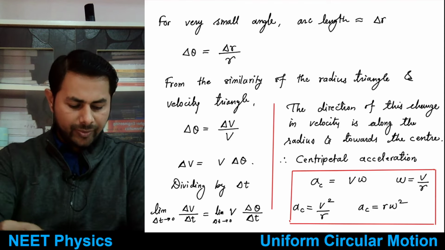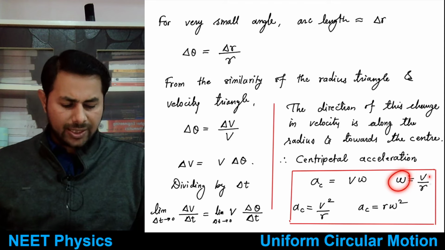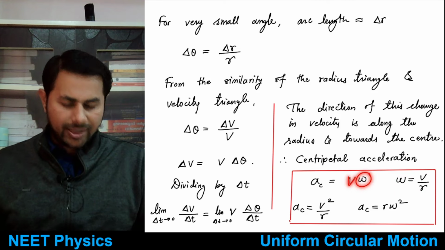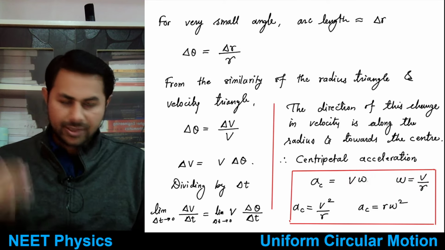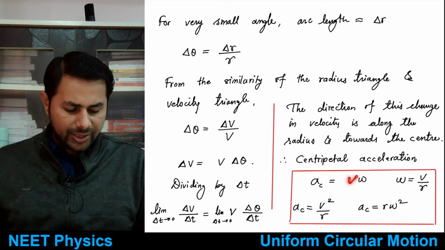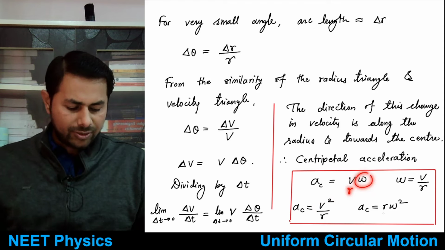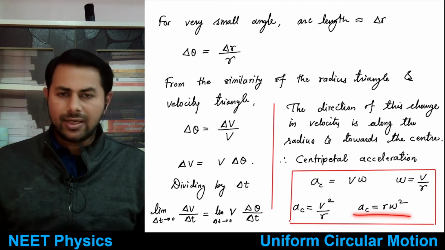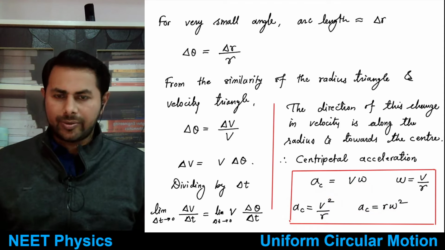All right, very good. So then you can use the formula omega is v by r. If you substitute that in this formula, you get v multiplied by v by r, so v square by r. And if you substitute v equal to r omega, you get another formula: r times omega square. So you have three formulae for centripetal acceleration. One is v times omega, second is v square by r, third is r omega square, and all three you need to remember.